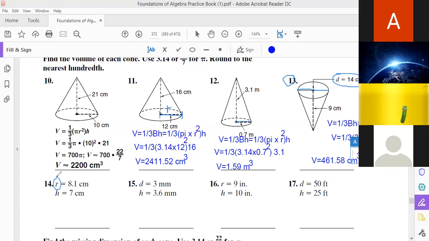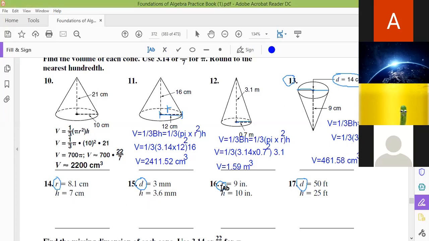But in question number 15, what's given to you? Diameter. Then what will you do? You will divide it by 2 first. In question number 16, it's r, you will use the same. But in 17, it's given as diameter. Clear? Okay. Now solve questions 14, 15, 16, and 17.